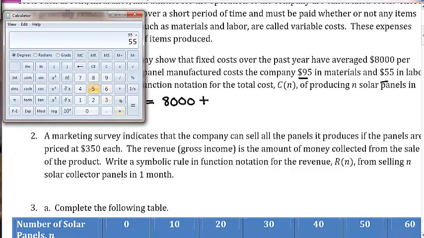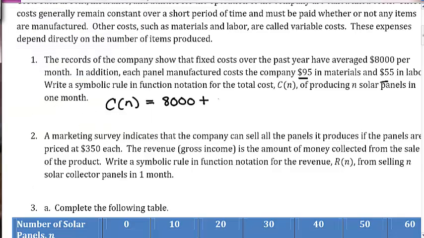95 plus 55 gives us 150. And then that's for each panel. So for n panels, we would have to multiply that by n. So our cost function is C of n equals 8,000 plus 150n. And it doesn't matter what order you write this in. You could have written 150n plus 8,000 as well.